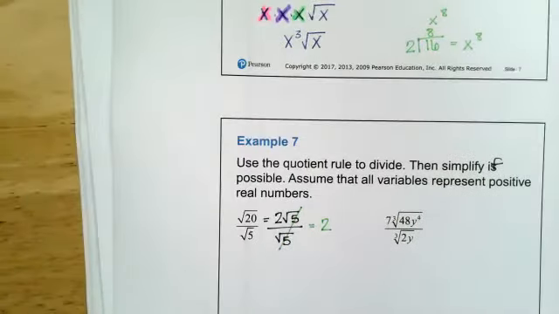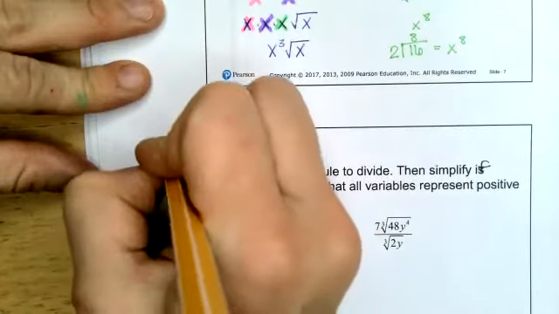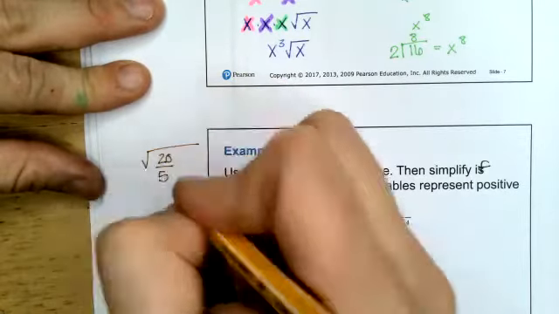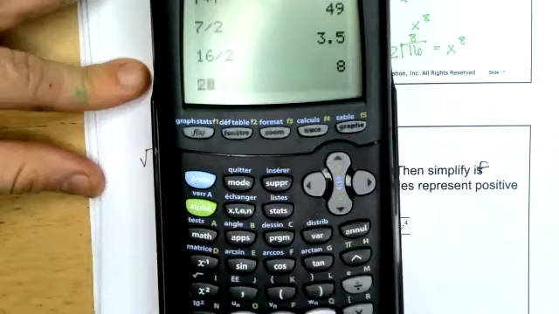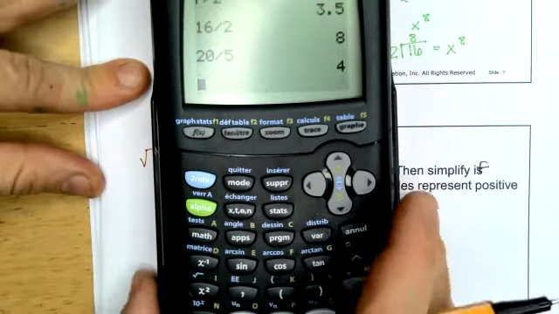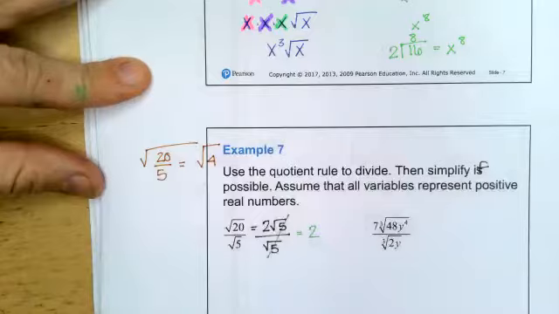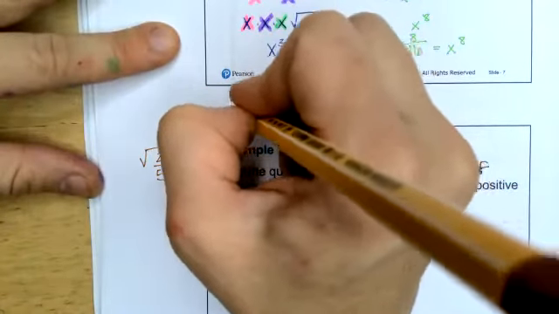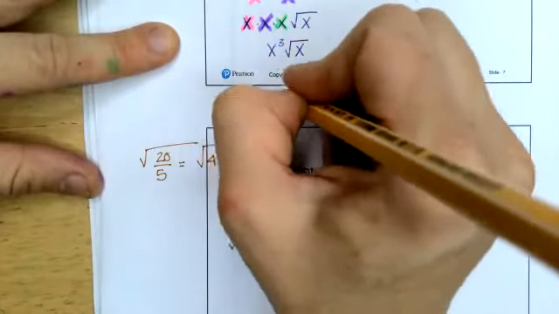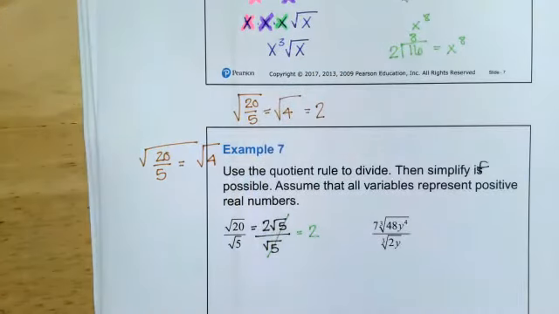Or you can say the square root of 20 over 5, all together, and say, what is 20 divided by 5? 4. The square root of 20 over 5 is the square root of 4, which is 2. Okay.